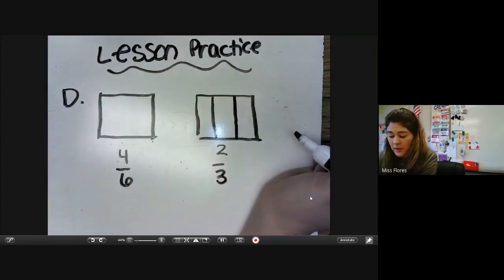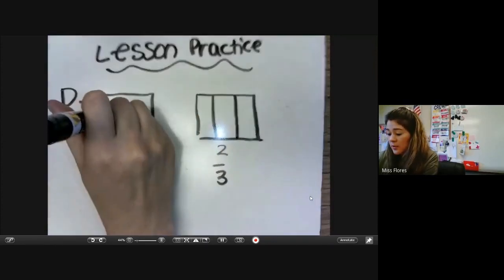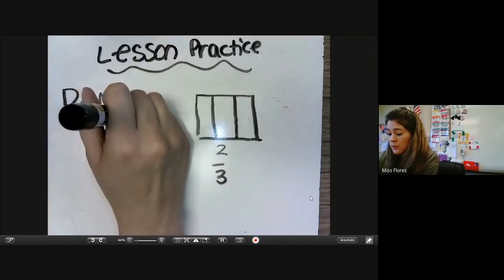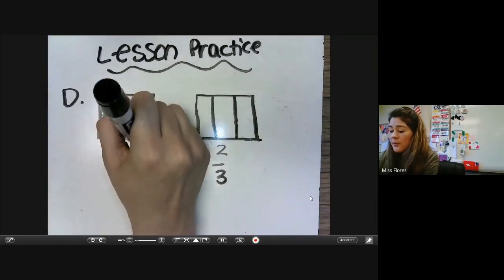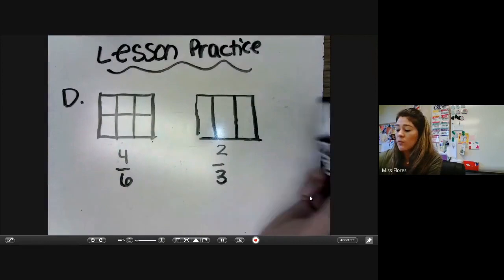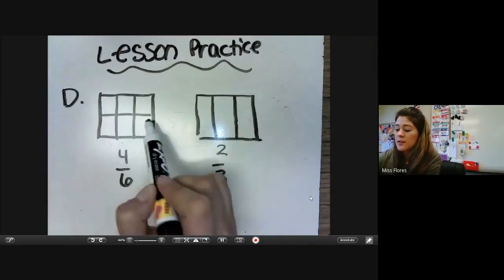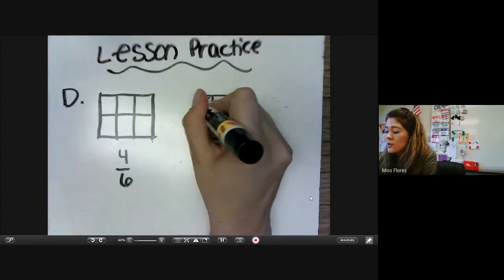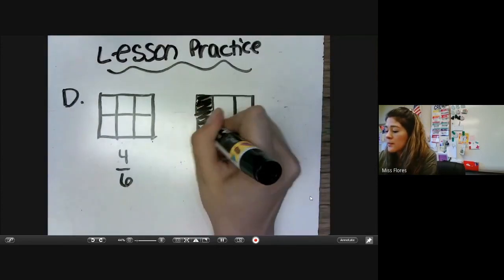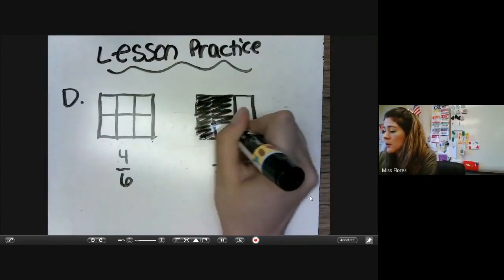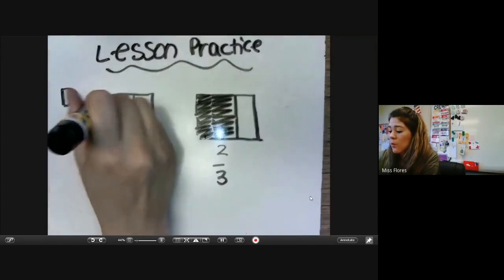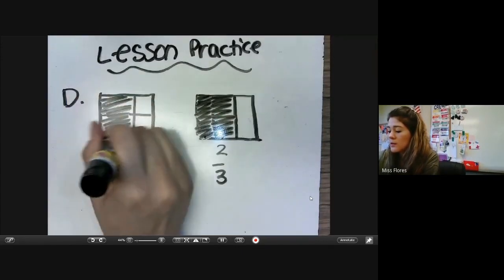Okay. And then 4 and 6, I'm just going to go ahead and go this way and do 2, 4, 6. So you see how I have 1, 2, 3 pieces, and I have 1, 2, 3, 4, 5, 6. And now I'm going to shade 2 pieces on this side. And I'm going to shade 4 pieces on this side.